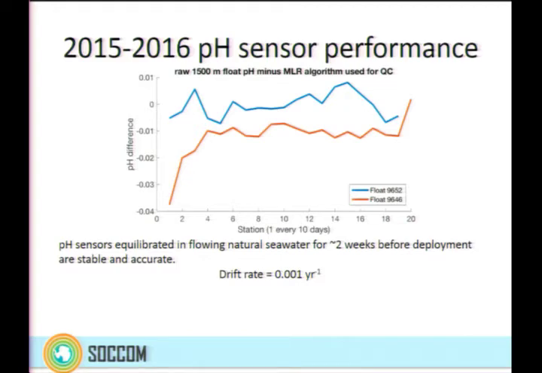We learned through trial and error that the sensors need to be equilibrated with flowing natural seawater for a couple of weeks prior to being installed on the float and deployed. And as long as you do that, you get good results. So these may require an initial adjustment, but we'll continue to monitor them, and they might not need much adjustment later.